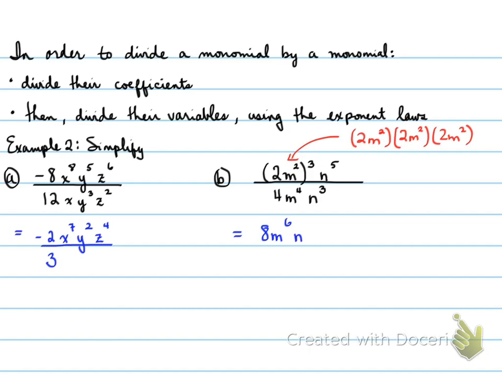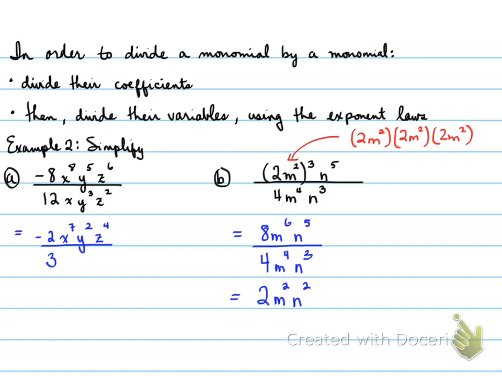Now, we have n to the power of 5. That's still in the numerator, folks. And on the denominator, we don't have to change anything. Our denominator stays the way it is. Now, we can simplify. We simplify by taking 8 divided by 4. That gives us 2. M to the 6 over m to the power of 4 is m squared. And n to the power of 5 divided by n cubed gives us n to the power of 2. So we're left with 2m squared n squared.